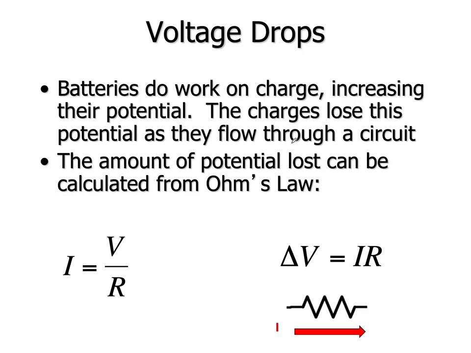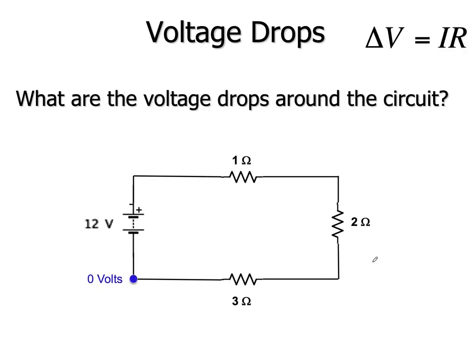The amount of potential loss we've already talked about can be calculated by rearranging Ohm's law. The voltage drop across any resistor is just equal to the current for the resistor times its resistance, which allows us now to do some really creative things. So let's say I define this point in the circuit as 0 volts. One way of doing that is saying I've connected it to the earth. What do we do then? Well, when I go through this battery, it increases the electrical potential, the pressure, by 12 volts. How do I know that? That's what its rating is over here.